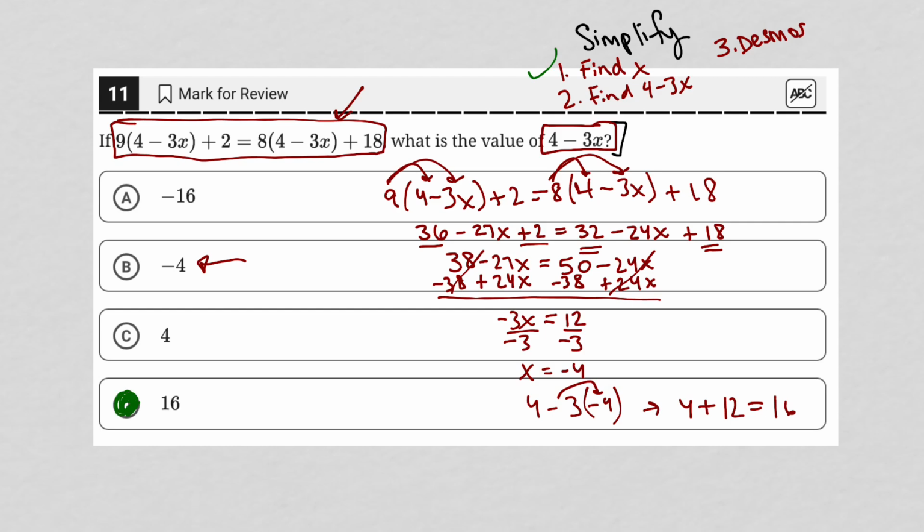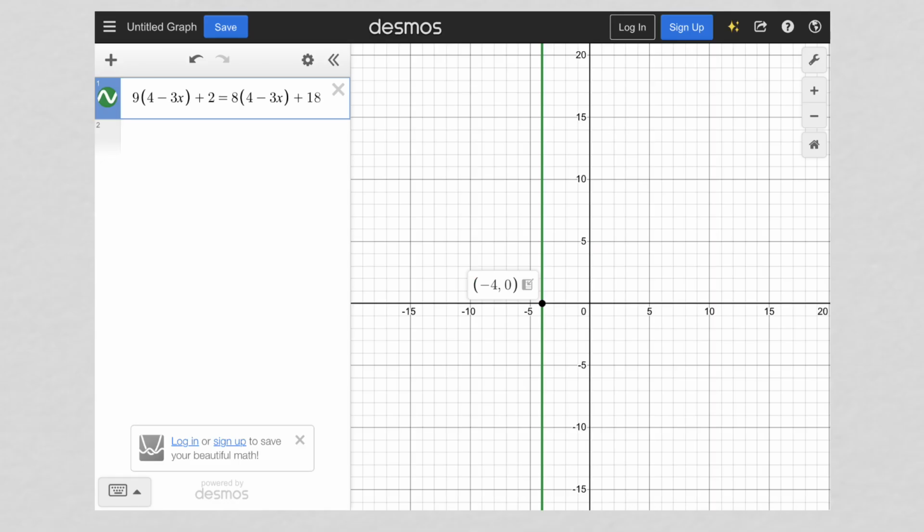So sorry about that. And then lastly, we have Desmos, right? So here, I'm just literally plugging in the exact same equation into Desmos. It's telling me my x value, right? So anytime you graph an equation with just x, so there's no y involved, just an x value here, the solution is the x-intercept. So this is telling me that x equals negative 4.